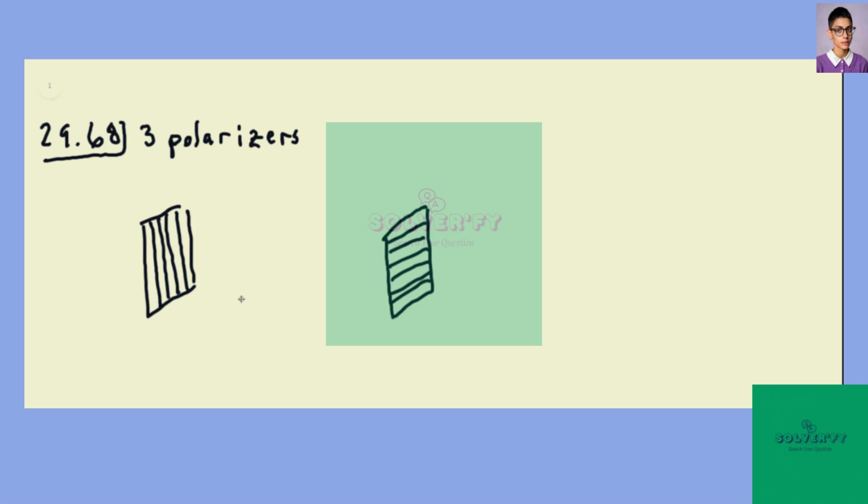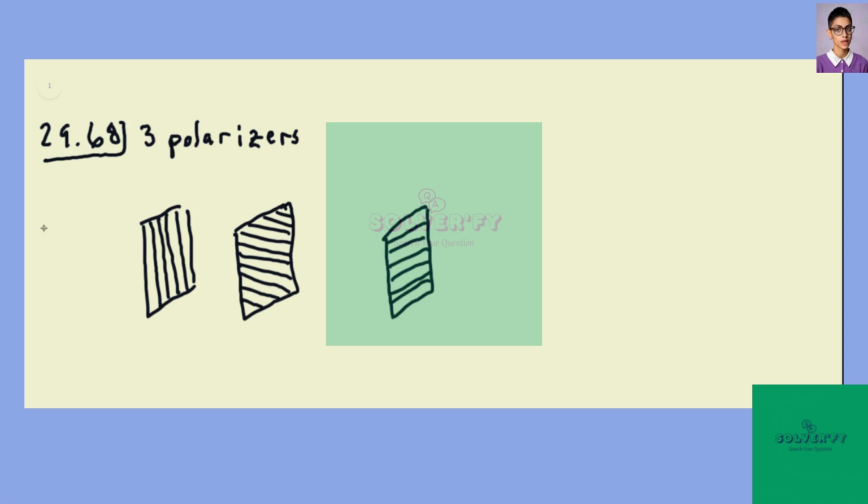But then something kind of interesting happens if we put a third one in between the other two, whose axis of polarization is at some other angle besides being 90 degrees to either one of the outer two polarizers. And in this case, light will get through. So we want to figure out why this happens.